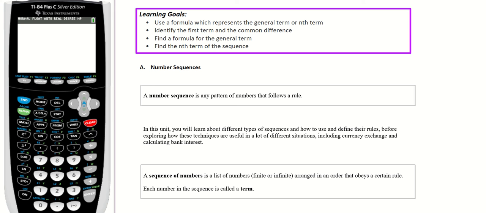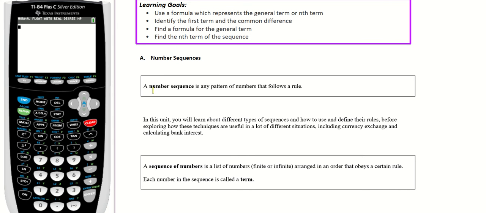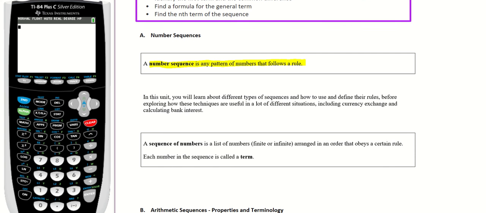Since this is our first introduction to arithmetic sequences, it's really important to familiarize ourselves with the characteristics and the properties of an arithmetic sequence. First of all, a number sequence is any pattern of numbers that follows a rule. We're going to learn about arithmetic sequences this unit as well as geometric sequences, but this video in particular is about arithmetic sequences. A sequence of numbers is usually a list, and that could be a list that ends, that is finite, or a never-ending list, which is infinite.